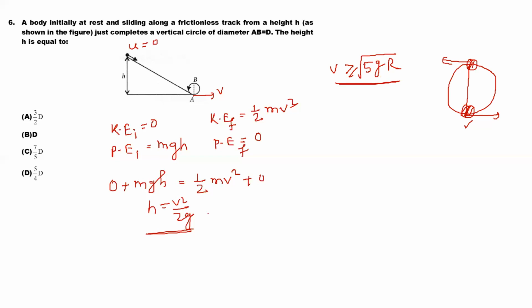So by putting the respective value here for completing the vertical circle, h is equal to, students, root 5gr whole square, that is 5gr by 2g. So that is equal to how much, students? 5 by 2 r. But it is given in terms of d. So r is d by 2. So 5 by 4 into d. This is the required answer.